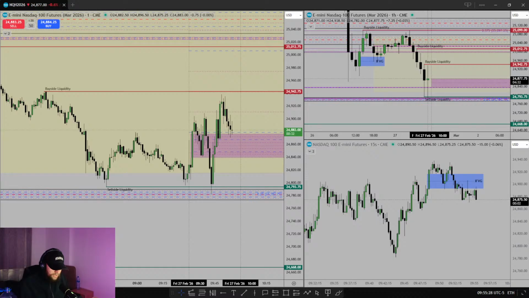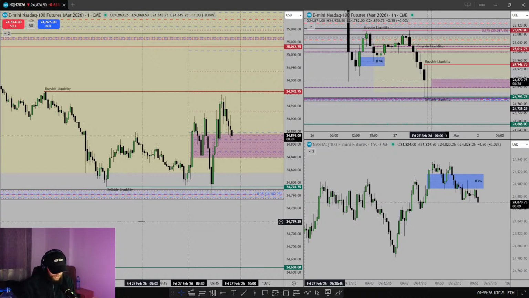Yeah, like I said in the beginning, it might be a choppy AM session and you want to come back in the lunch hour or in the PM session to get the better price action and cleaner movement into one of those liquidities. But you can kind of know that before the session starts, right? So I already expected this kind of back and forth price action.